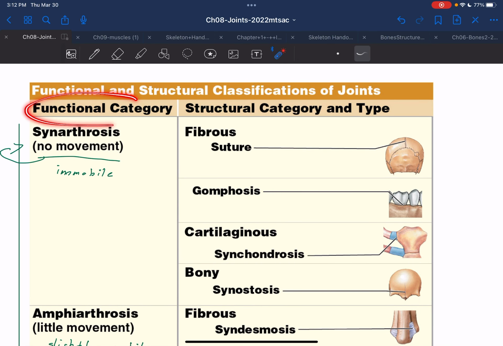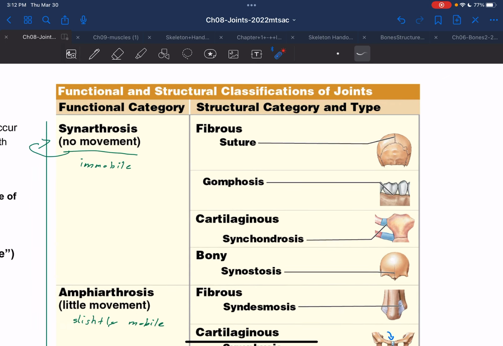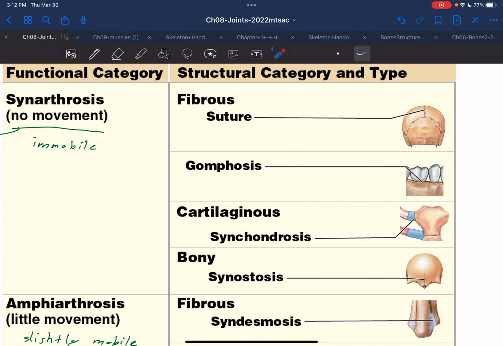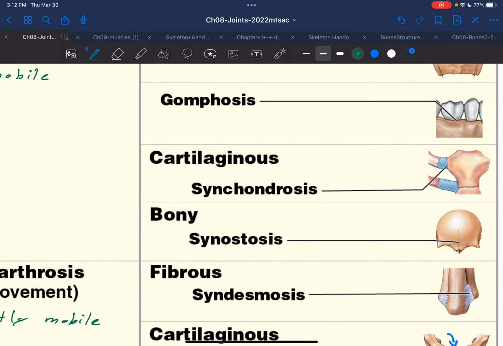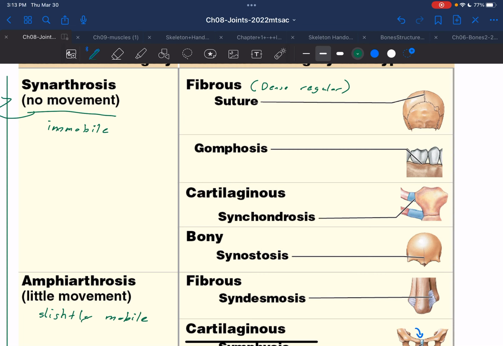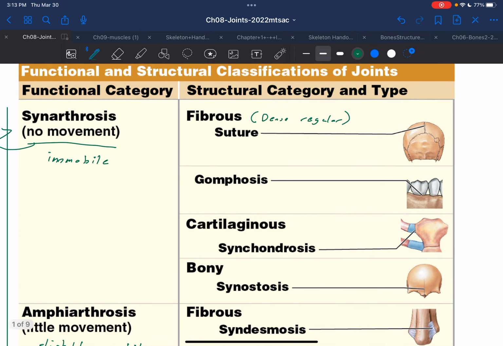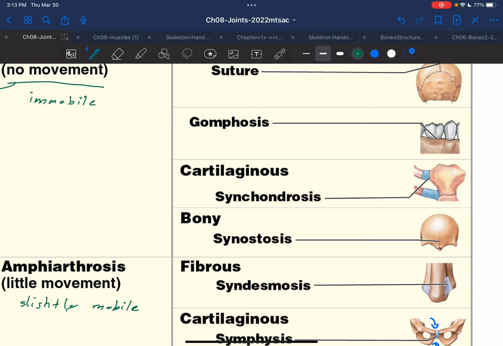Now, what is the difference between these two tables here? This is the name of the joint, the structural category, and they're made out of different things that you are aware of. Like you've learned about fibrous. This was an example of dense regular connective tissue. Cartilaginous has nothing to do with dense regular, because dense regular had to do with cells that made it, usually fibrocytes or fibroblasts. And cartilaginous joints don't care about fibrocytes. They care about what cells?